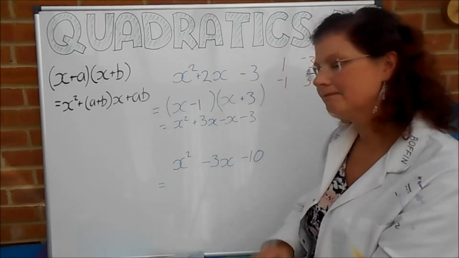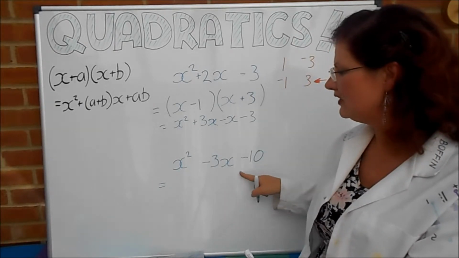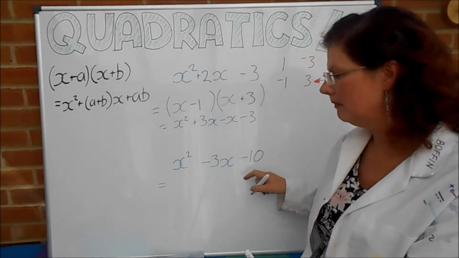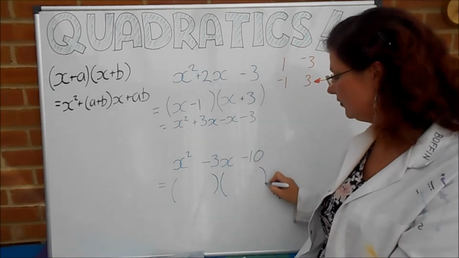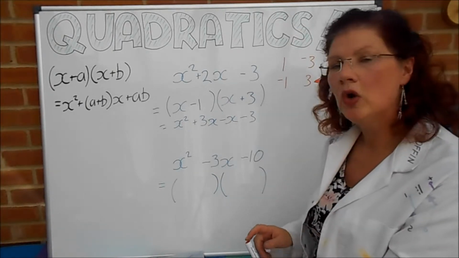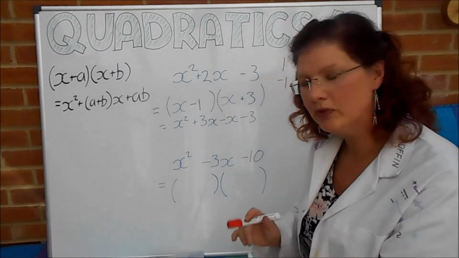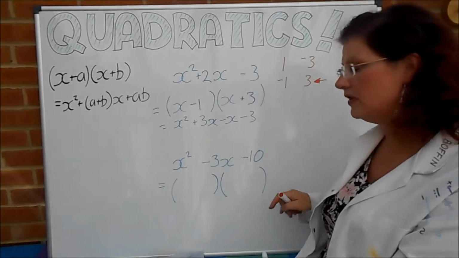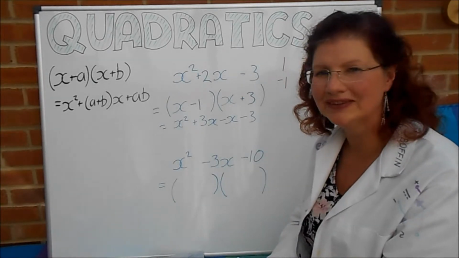Okay. Time for you to have a go at one now. Here we've got x squared minus 3x minus 10, and that's going to go into a set of brackets. The first thing to do is to work out what are the things that multiply to make -10. So let's do that now. Pause the video and give me a set of numbers that will multiply to make -10. All the combinations you can think of.